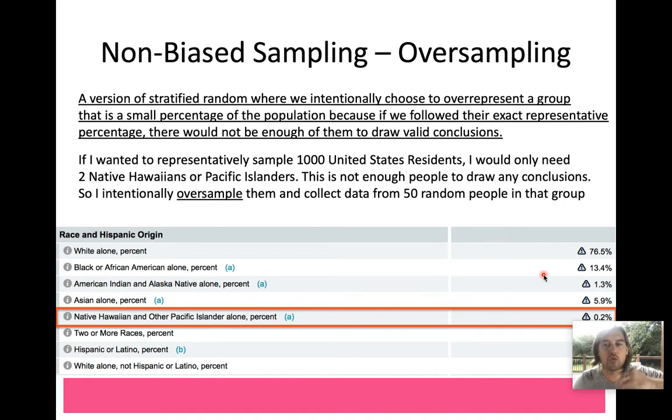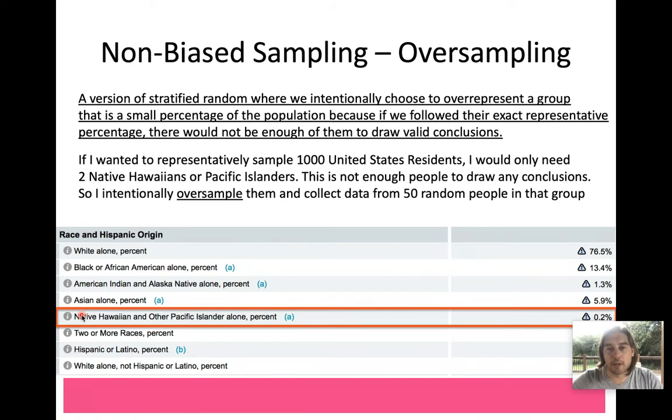We would not want to draw a conclusion about all Native Hawaiian and Pacific Islanders after only collecting data from 2 people in that group. That would be ridiculous, right? We would never think about drawing a conclusion about all women from 2 women or drawing a conclusion about all men from 2 men. So we shouldn't do it when it comes to Native Hawaiian or Pacific Islanders.